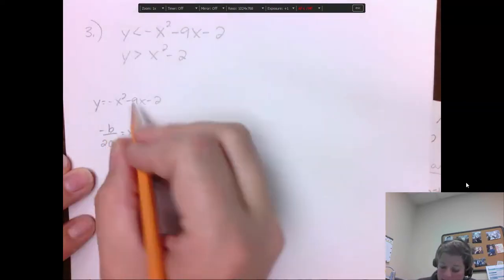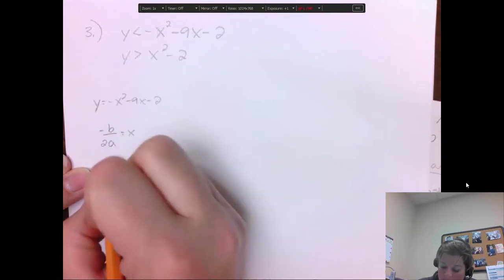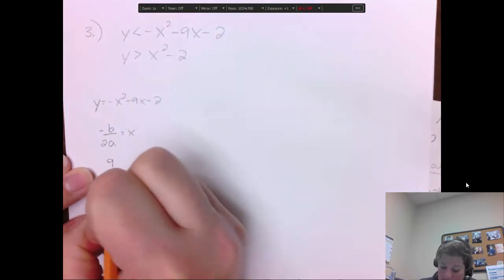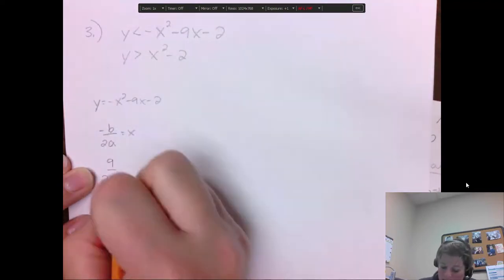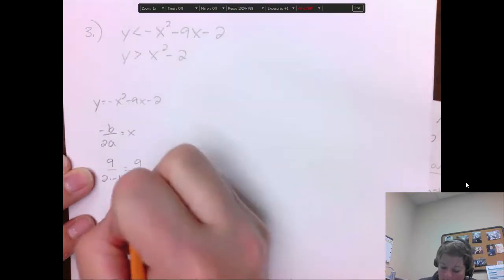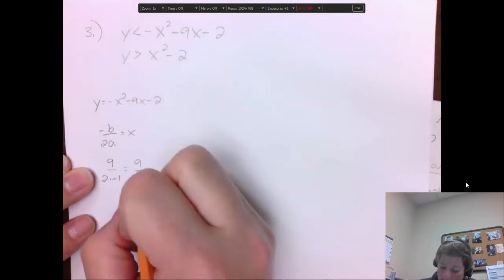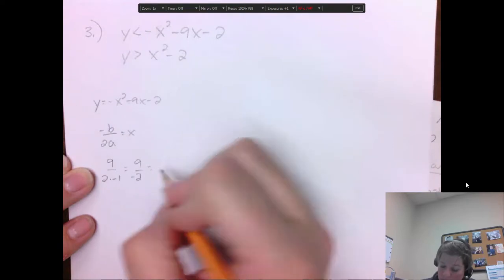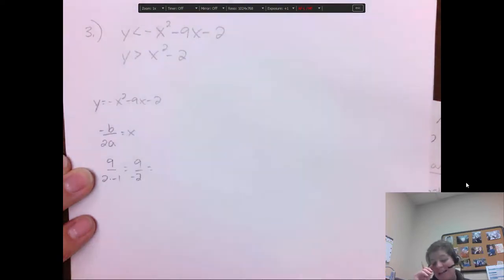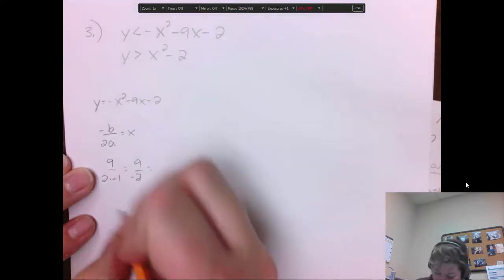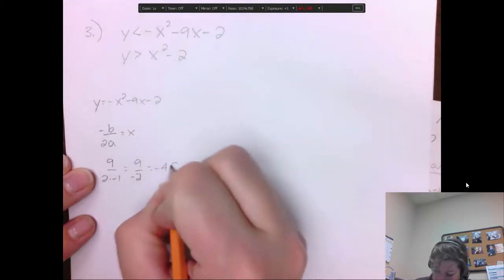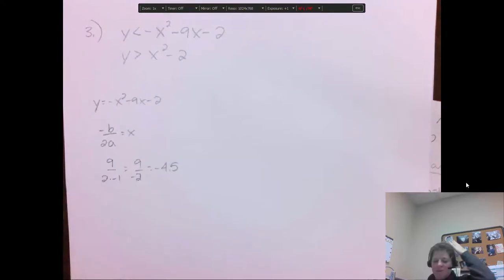So negative b, so b is negative 9, so it becomes positive 9 because it'll switch signs. And then a is negative 1, so I have 9 over 2 times negative 1, or negative 2. So that's kind of an ugly x value on our vertex, because it's a fraction, but you could think of it as a decimal. That might be a little easier, and that's just negative 4.5. So that's our x value on our vertex.